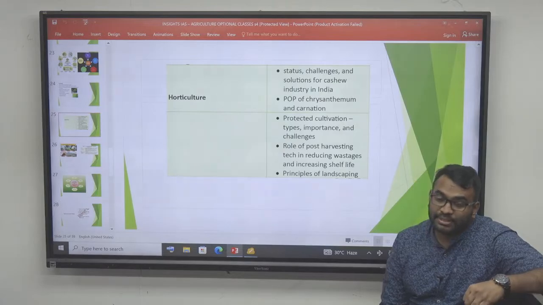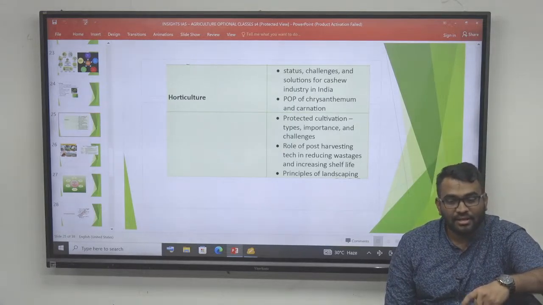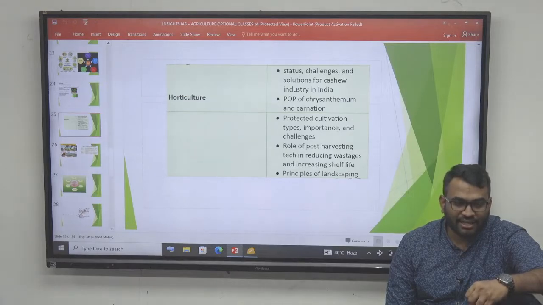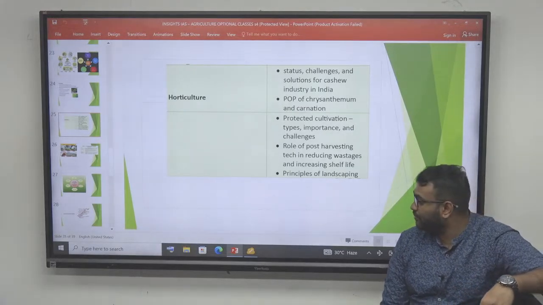And the last one is principles of landscaping. Again, on landscaping and gardening, the questions have been less. But if they are going to ask, usually they will be asking for 10 markers, and in rare cases they may be asking for 15 markers. So for the principles of landscaping, at minimum that much knowledge should be known to you.